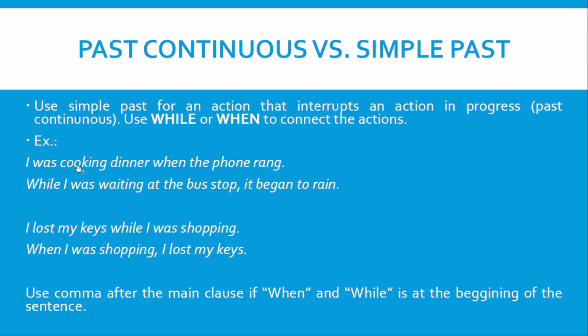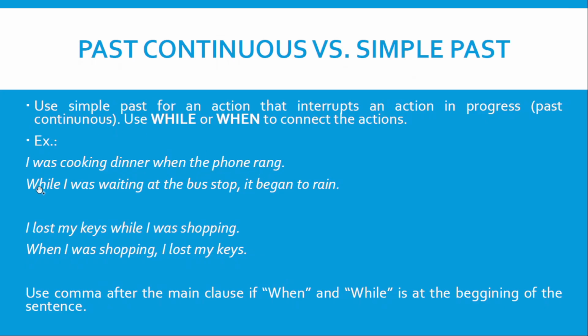So this action was happening in the past. It was in the past continuous, right? Because we say was cooking. So what's the action that interrupted this past continuous? The phone rang. So rang is the irregular past of the verb ring, right? So we say rang in the past, and it's connected by the word when: when the phone rang.